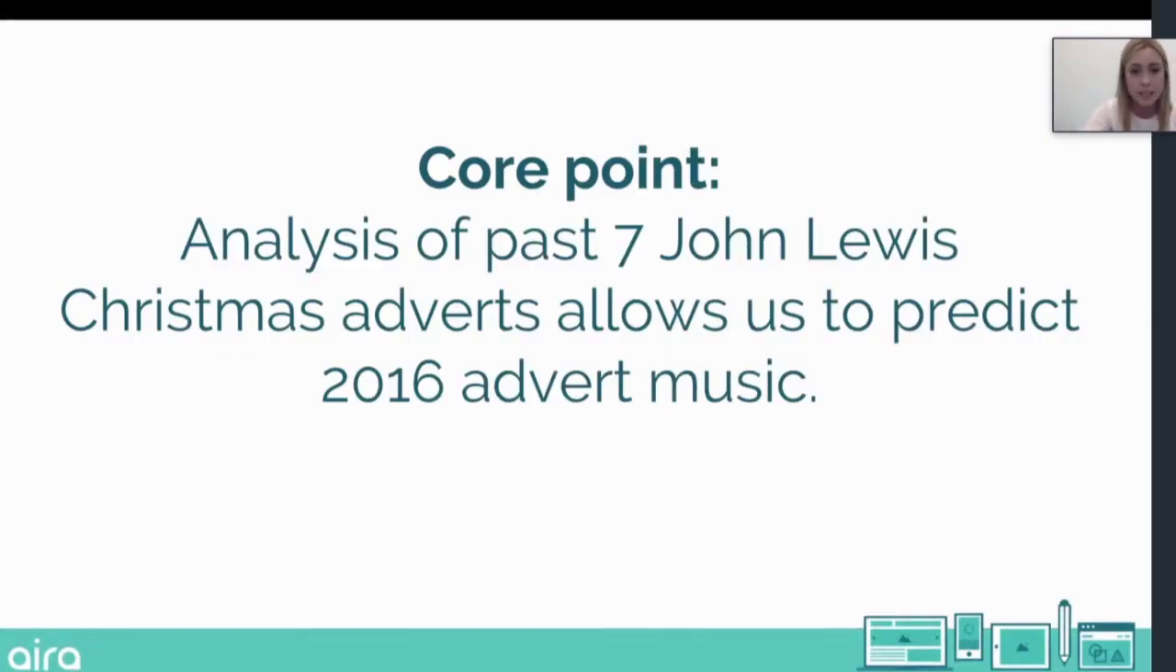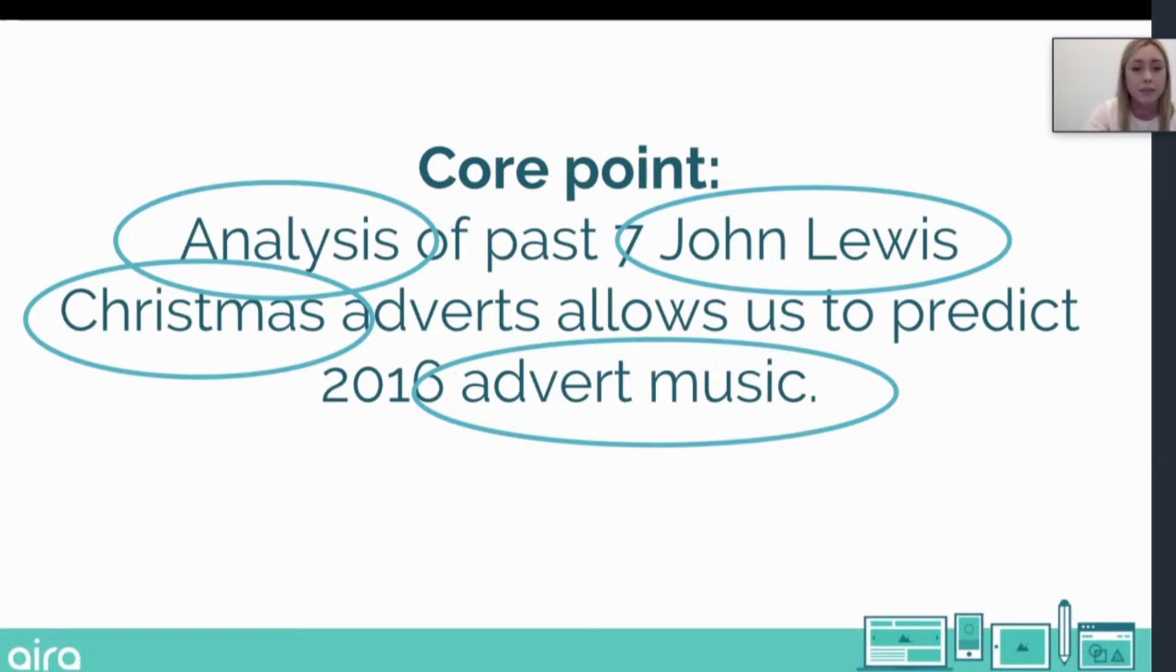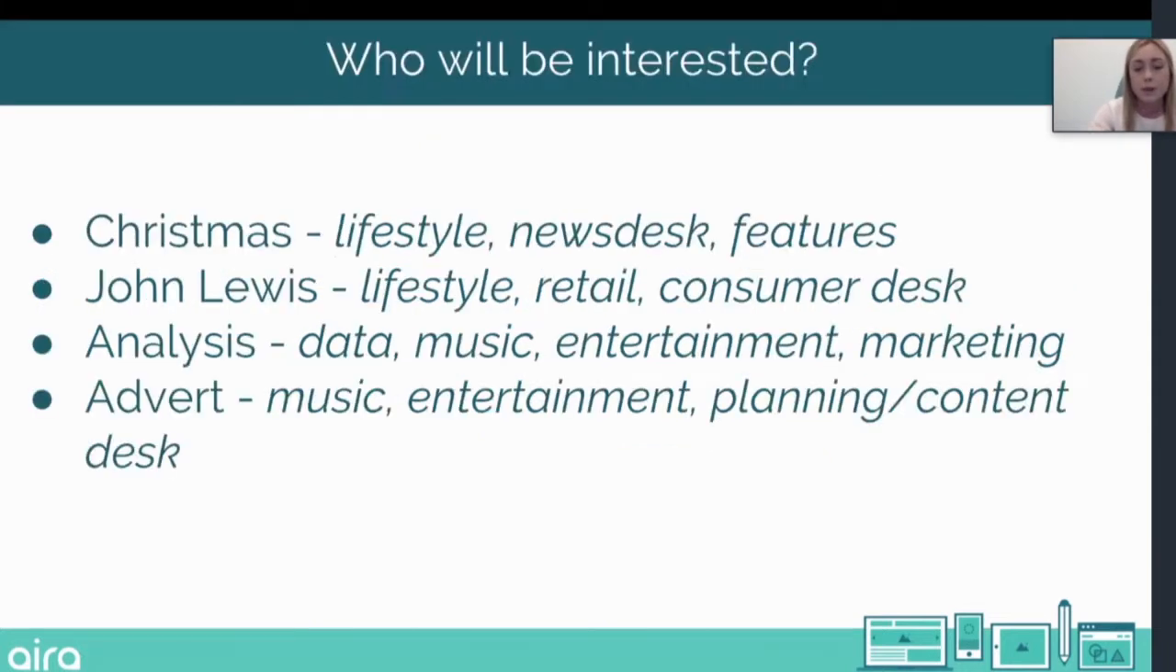But what's the core point of this piece? What is the message, or the one thing that I'm trying to share with journalists here? Well, it's an analysis of the past 7 John Lewis Christmas adverts that's allowed us to predict the 2016 advert music. Now I can take this core point and not only share it with journalists, but I can break it down even further and pull out keywords that will help me target specific groups of journalists. So we've got analysis, we've got John Lewis, we've got Christmas, and we've got music. We can take these forward and see that there are a number of groups of journalists that we can target off the back of this.